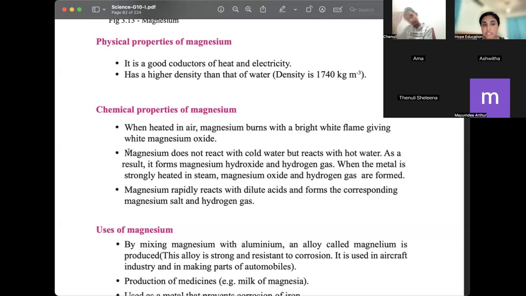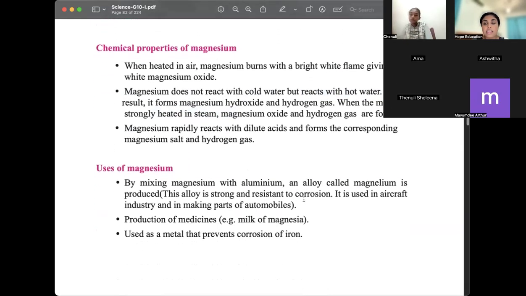Then again, magnesium doesn't react with cold water, it reacts with hot water, and it also reacts with steam. Okay. Then uses of magnesium, let's discuss them. So when you mix magnesium and aluminium, we get an alloy. An alloy, children, is what we call it when you mix two or more metals together. For example, there is a metal called zinc and a metal called copper, and we mix them. By mixing different metals like that, we form alloys.